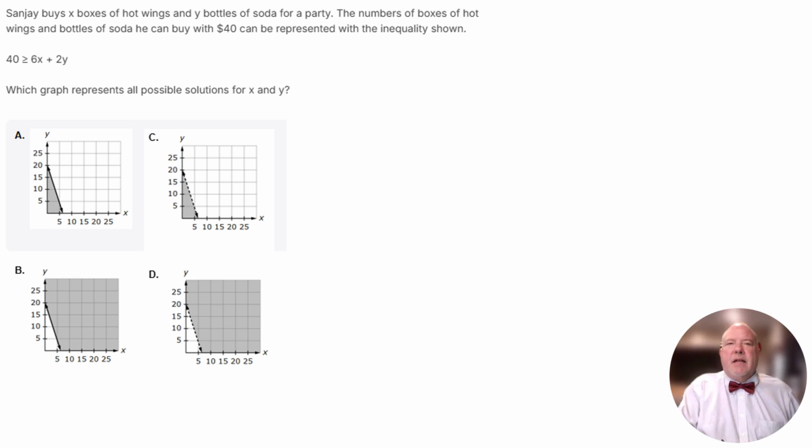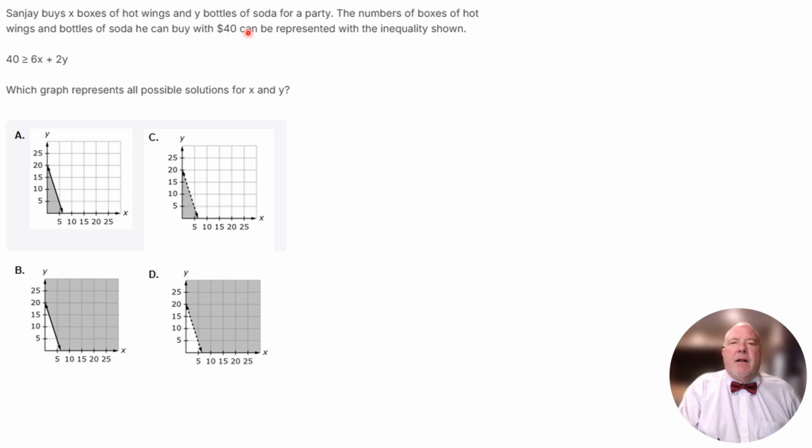So we've got Sanjay buys X boxes of hot wings and Y bottles of soda. So we got hot wings and soda. X is hot wings, Y is soda. For a party, the number of boxes of hot wings and bottles of soda he can buy with $40 can be represented with the inequality shown.